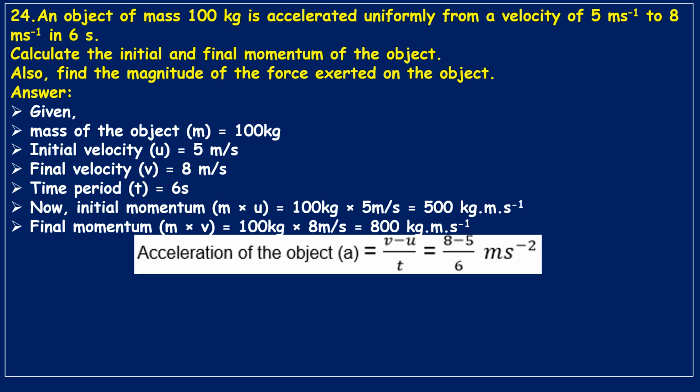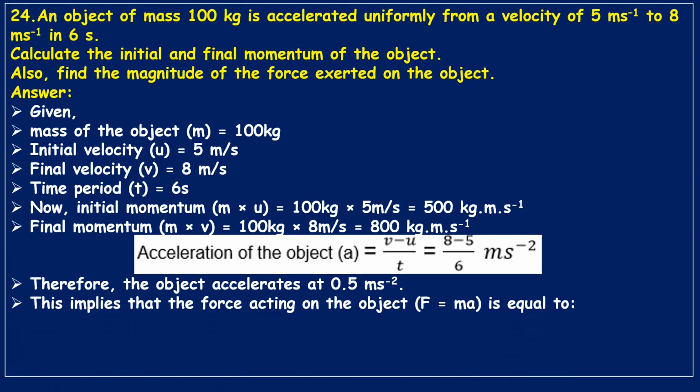Now we have to find the acceleration. Acceleration is equal to v minus u upon t. V is the final velocity, 8 meter per second, minus the initial velocity, 5 meter per second, upon the time given, 6 seconds. That gives you 3 by 6 meter per second square, which is equal to 0.5 meter per second square. So the object accelerates at 0.5 meter per second square.